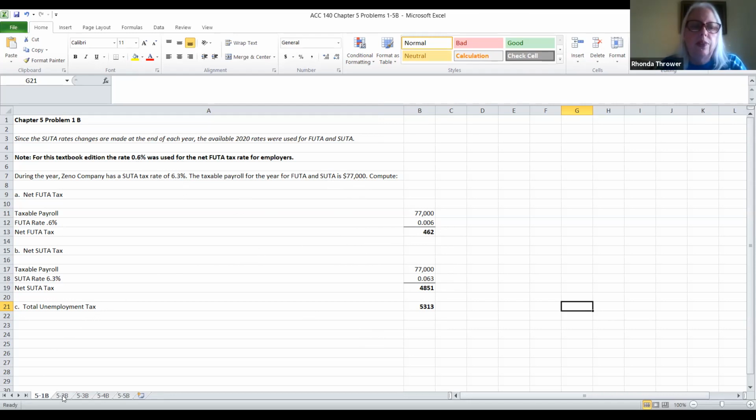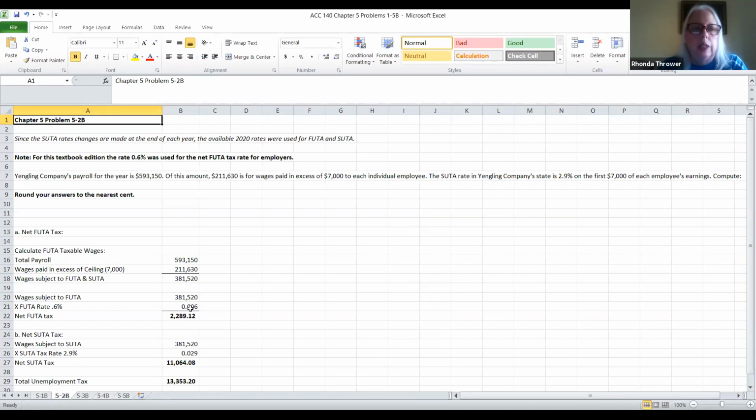So let's move to the second problem. In the second problem, we're going to be the Yingling Company. And the Yingling Company's payroll for the year is $593,150. Of this amount, $211,630 is wages that are paid in excess of $7,000 to each individual employee.